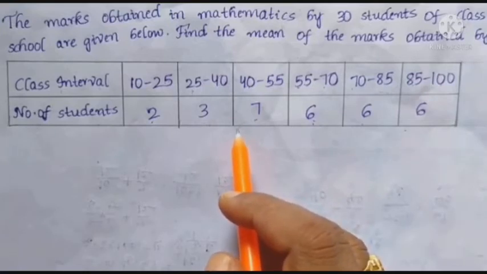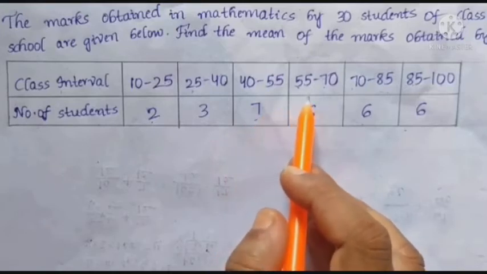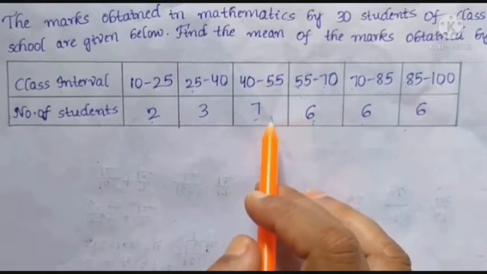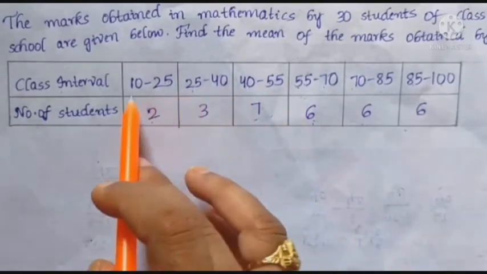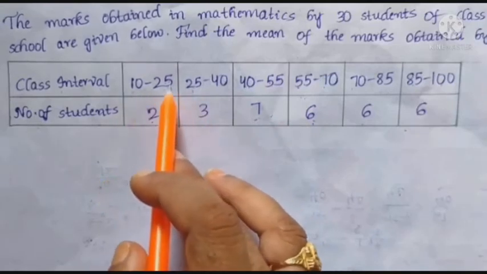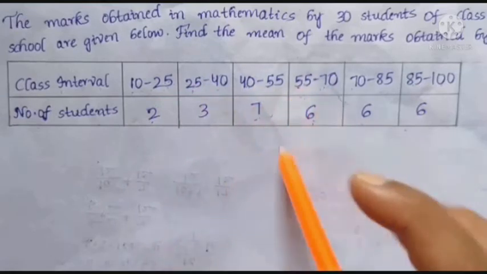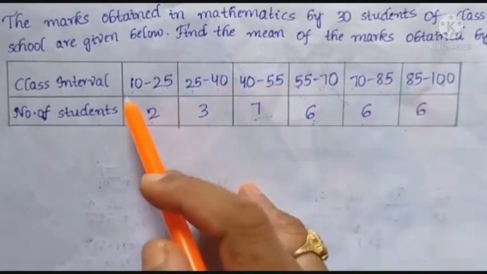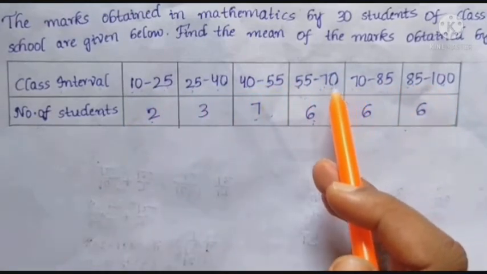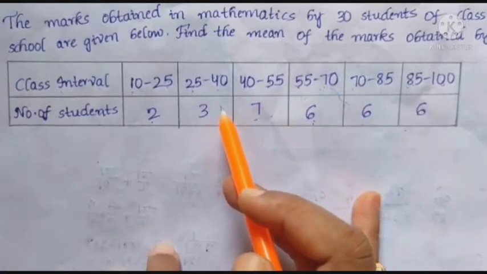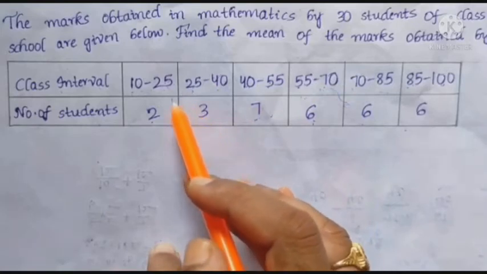Now, we learn how to find the mean of grouped data. This is grouped data because it has class intervals: 10 to 25, 25 to 40, 40 to 55, 55 to 70, 70 to 85, 85 to 100. These are class intervals. So, this data is grouped data because it has class intervals.